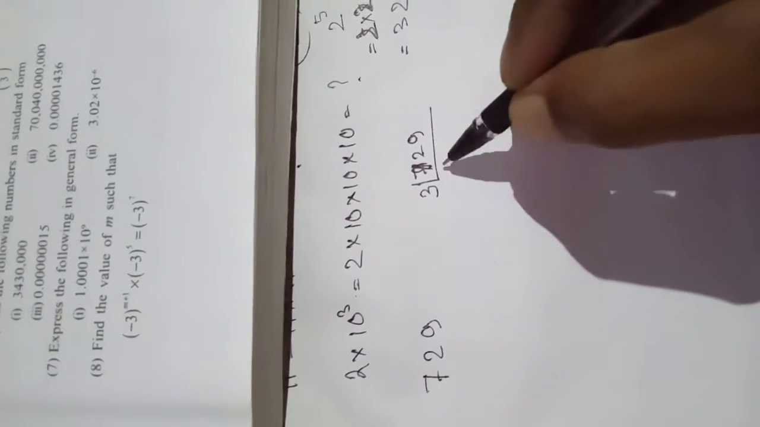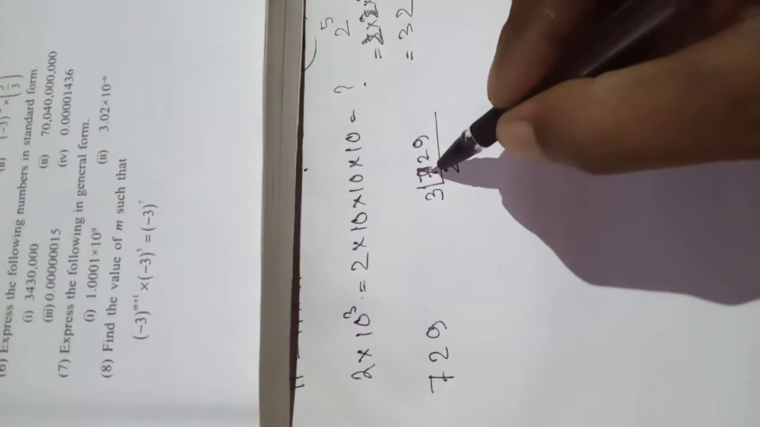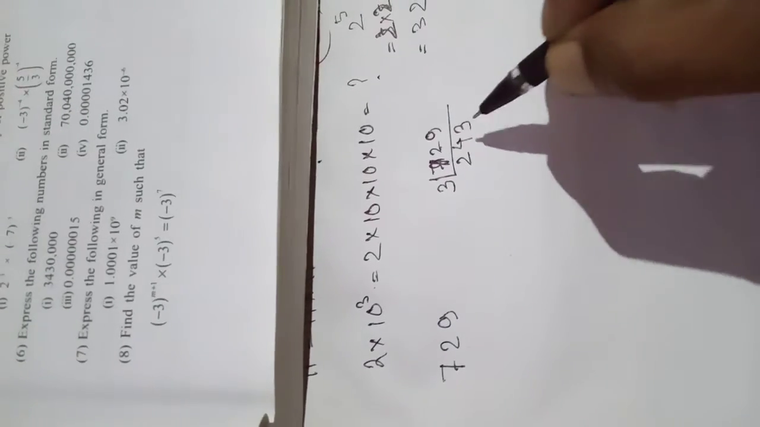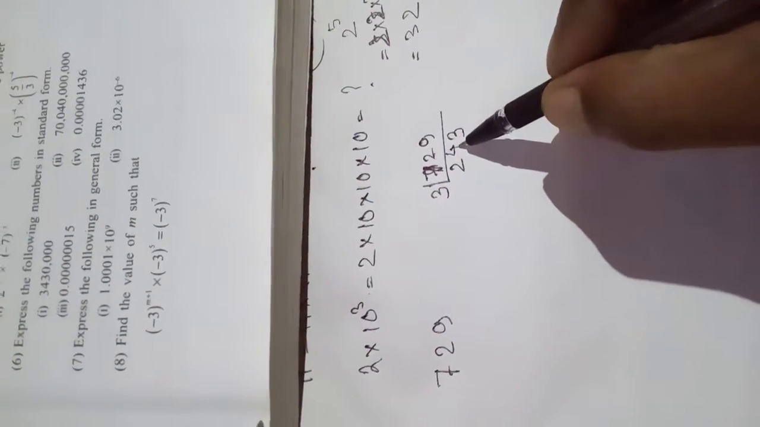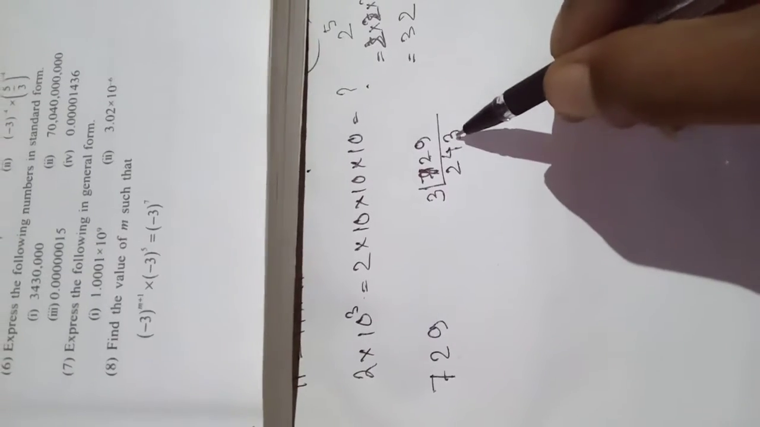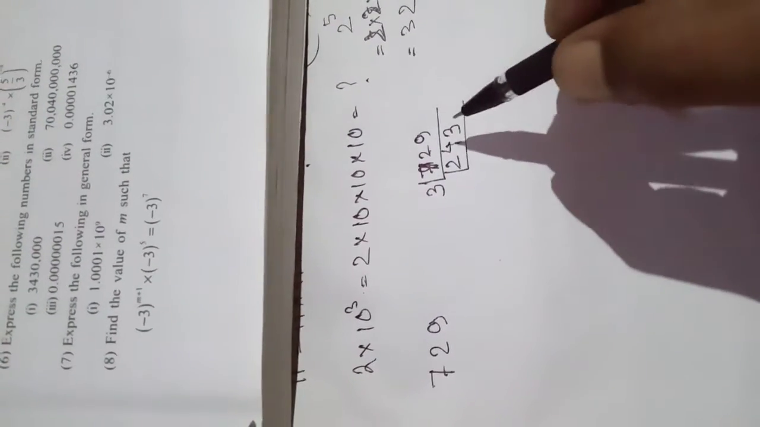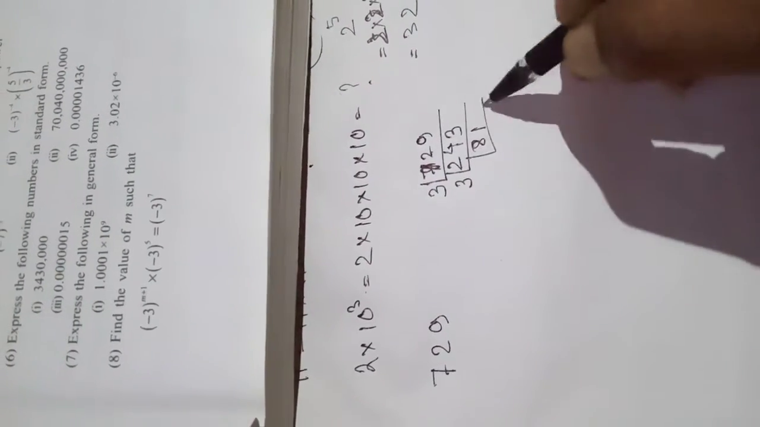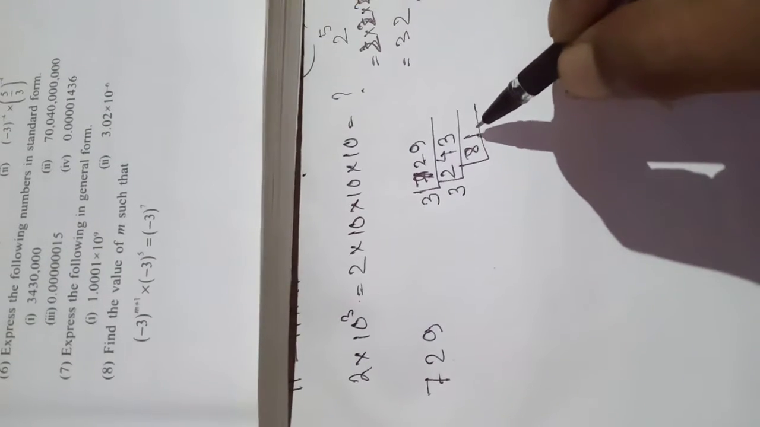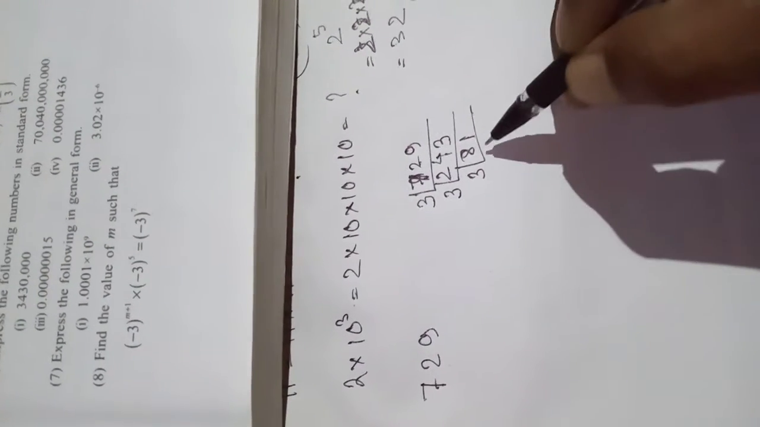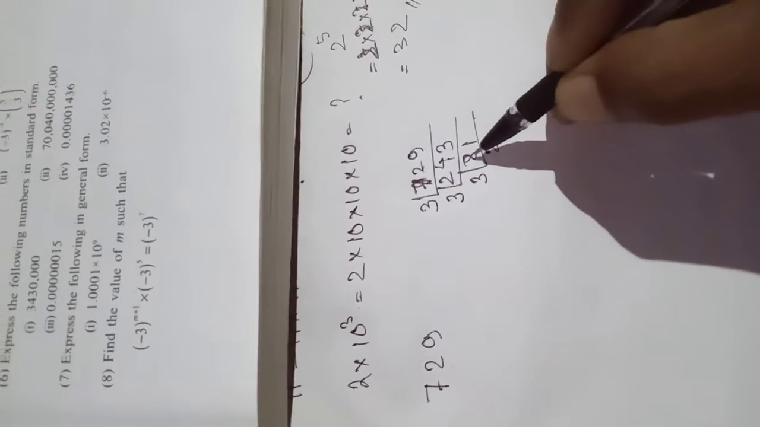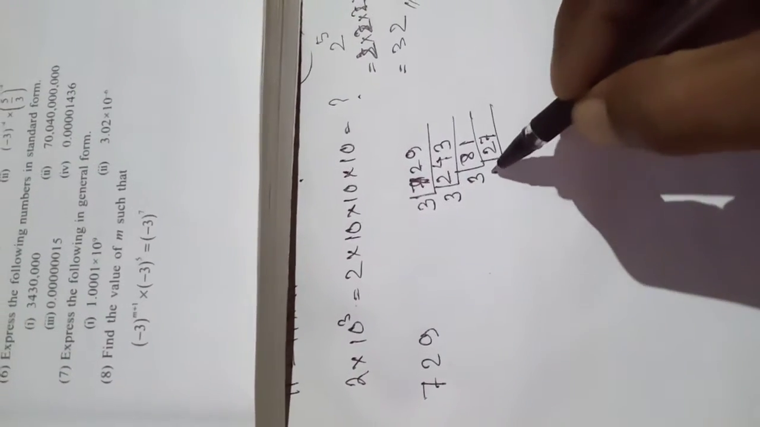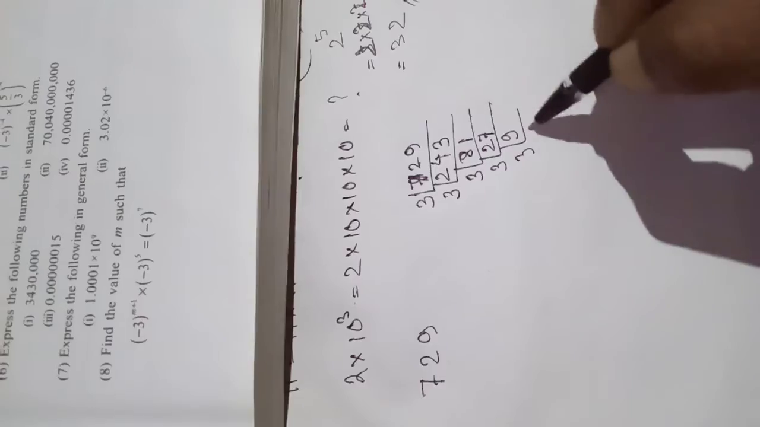Then 3 sixes are 18, 1 is left, 1 and 2 became 12, 3 fours are 12, then 3 threes are 9. Again see, 2 plus 4, 6 is divisible by 3, and this 3 is also divisible by 3. That means this whole number is divisible by 3. 3 eights are 24, then 3 ones are 3. Again 8 plus 1, 9, it is divisible by 3. 3 sixes are 18, then 2 is left, 21, 3 sevens are 21. Then again this is divisible by 3. 3 nines are 27, then 3 threes are 9.